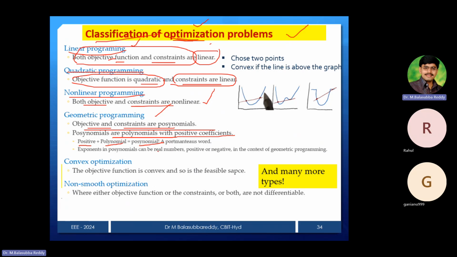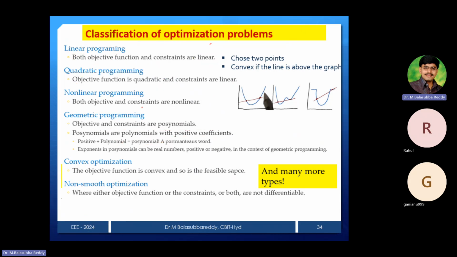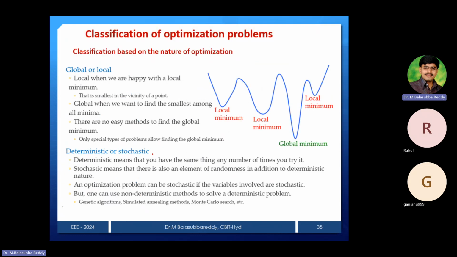And another one we can see is non-smooth optimization, where either the objective function or the constraints are not differentiable. So this is some method. Still, I will show you different classifications. As I showed now, numerical methods, something I showed there, and then heuristic techniques. These are some kinds of classifications.